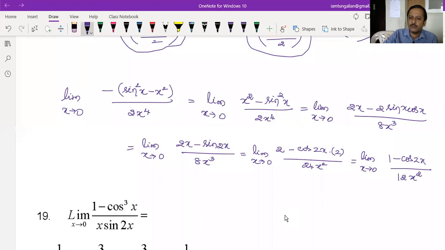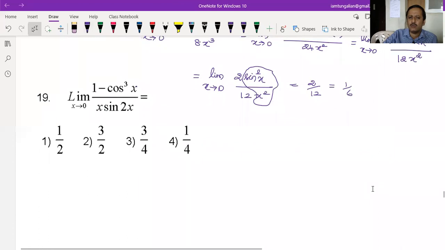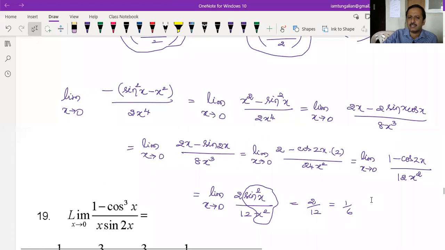I have cancelled 2. That's equal to limit x tends to 0. 1 minus cos theta is 2 sin square theta by 2. So this will give you 2 sin square x divided by 12x square. As x approaches 0, sin square x by x square is 1. So that's equal to 2 by 12. That is equal to 1 by 6. That's the answer.